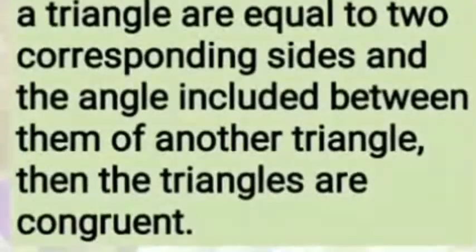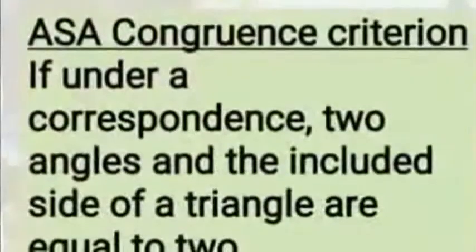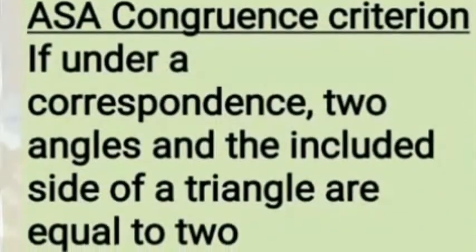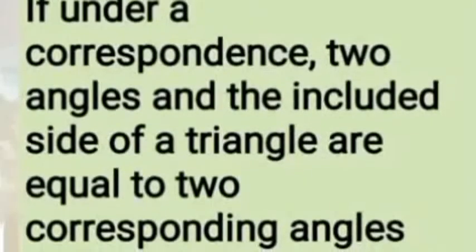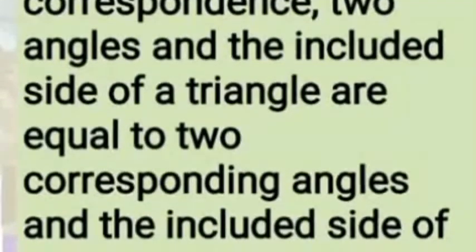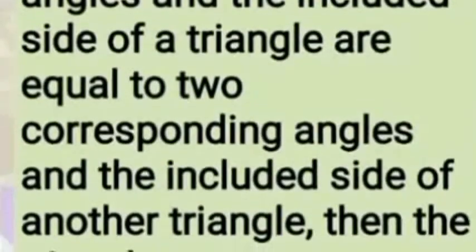Now the next test that we are going to see is the ASA Congruence Test. ASA stands for angle, side, angle. That means the side should be sandwiched between the two congruent angles. Therefore, the statement reads, if under a correspondence two angles and the included side of a triangle are equal to the corresponding angles and the included side of another triangle, then the triangles are congruent.